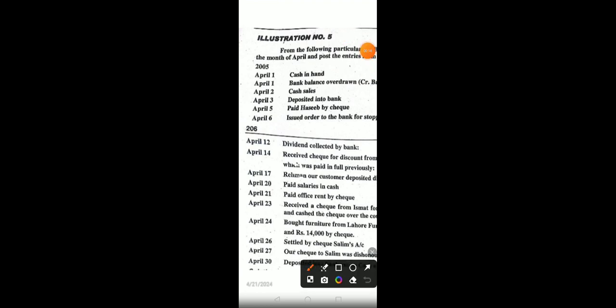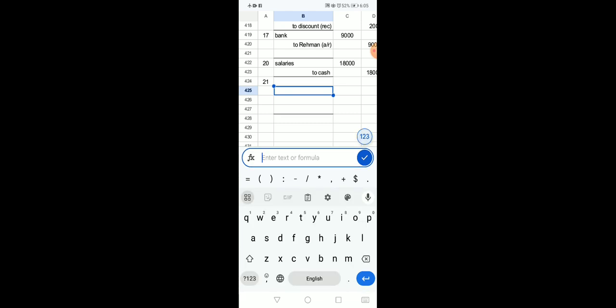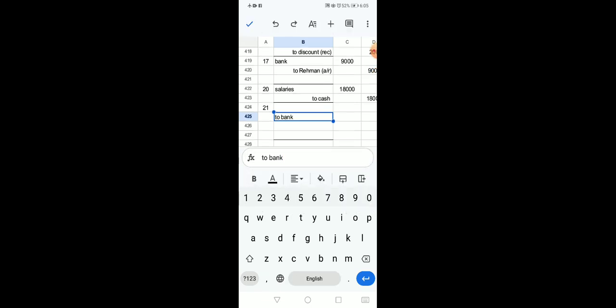Paid office rent by check. You have paid any expense by check. It means to whom you will issue that check, he will present that check to your bank account, will withdraw amount from your bank. Amount present in bank would be decreased. Bank is your asset, mean asset is decreased. Decrease in asset should be mentioned on credit side, so you will mention name of bank on credit side as your bank account has been decreased.